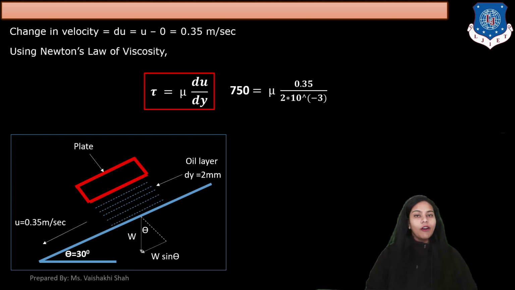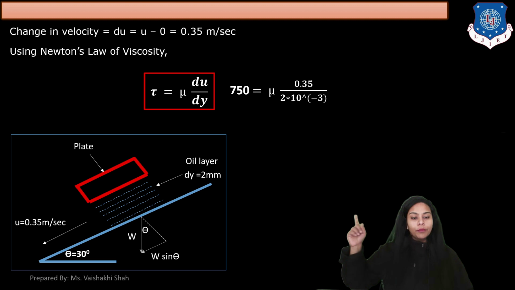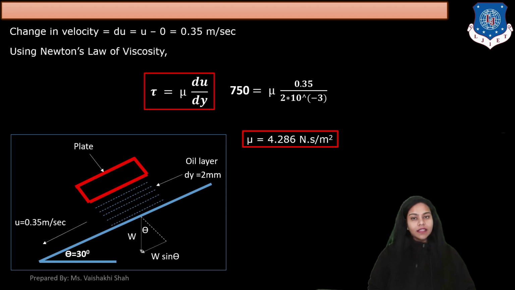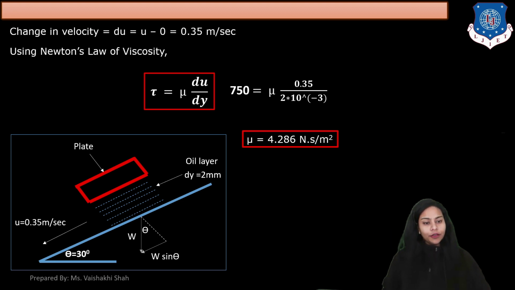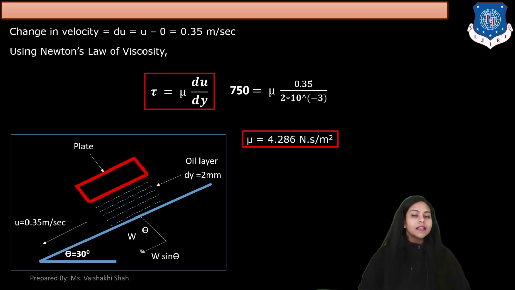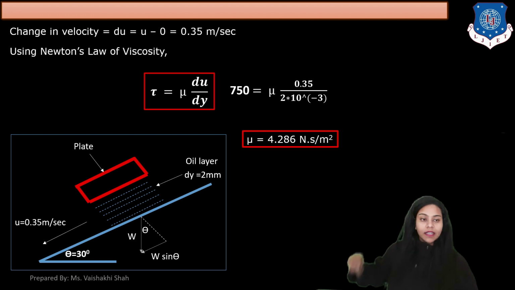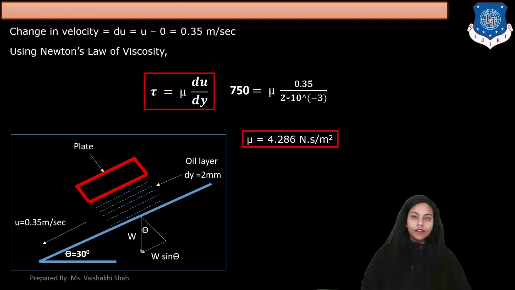By placing all the values here, tau equals 750 equals mu into 0.35 divided by 2 into 10 raised to minus 3. By solving this equation using a calculator, your answer for mu is 7.286 Newton second per meter square. The unit for mu is Newton second per meter square. So this is your final answer for dynamic viscosity.